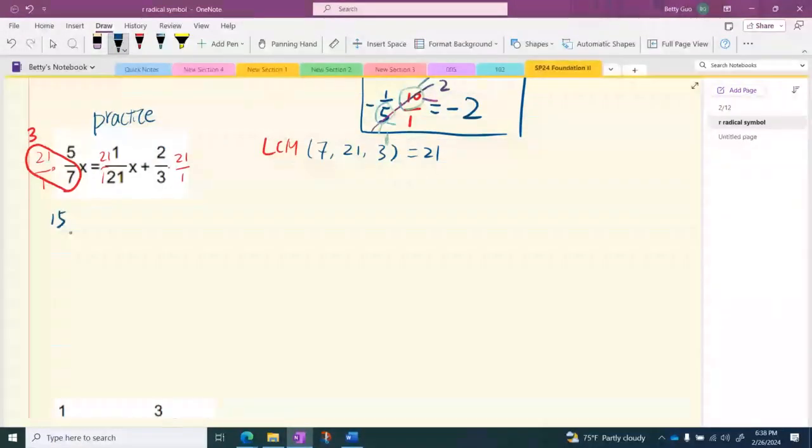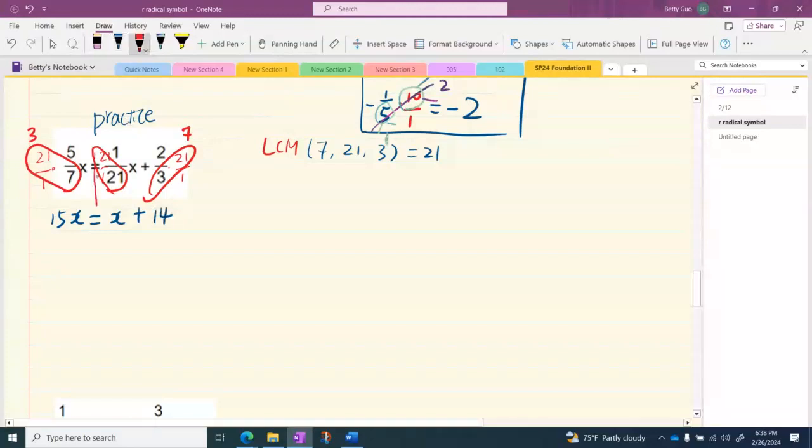So 15x equals, on the right side, 21 over 21 is 1. So the coefficient of x becomes 1. And here, 21 over 3 is 7. We all know 21 is on the top, 3 on the bottom, 21 divided by 3 is 7. So we have 7 on the top. 2 times 7 is 14, right? Use the blue, 14. Use red color to separate the left side and right side.